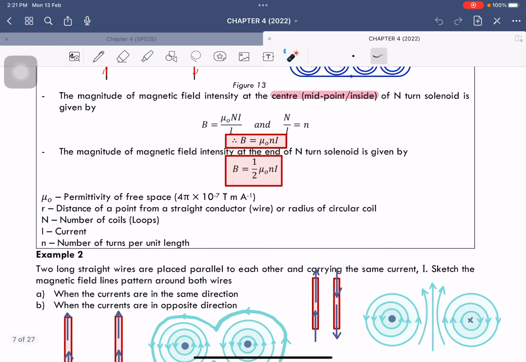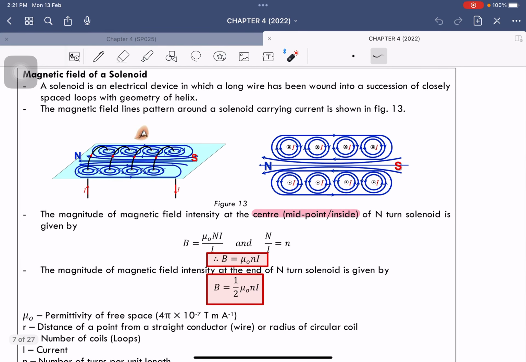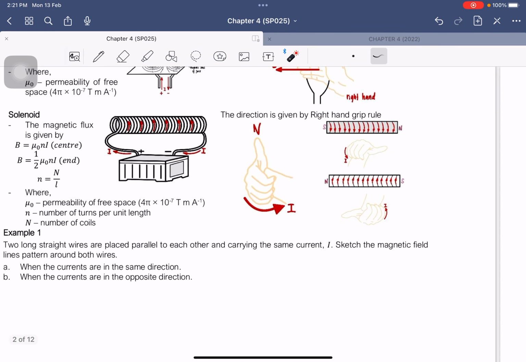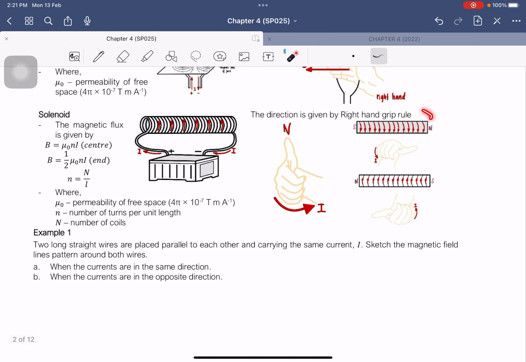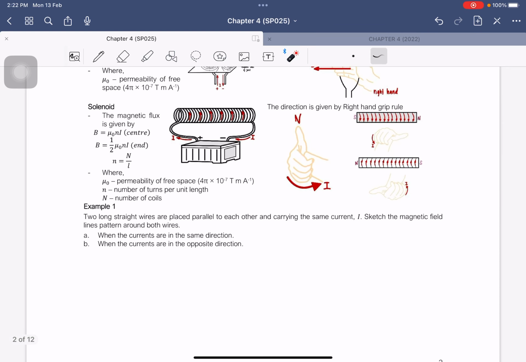You will use the right hand grip rule, where your thumb is the direction of current and then your other fingers are the direction of magnetic field. See, same thing, if the current is into the page, the magnetic field will be clockwise, whereas if it is going out of the page, it will be anti-clockwise. Okay. Alright, so that is for the solenoid.